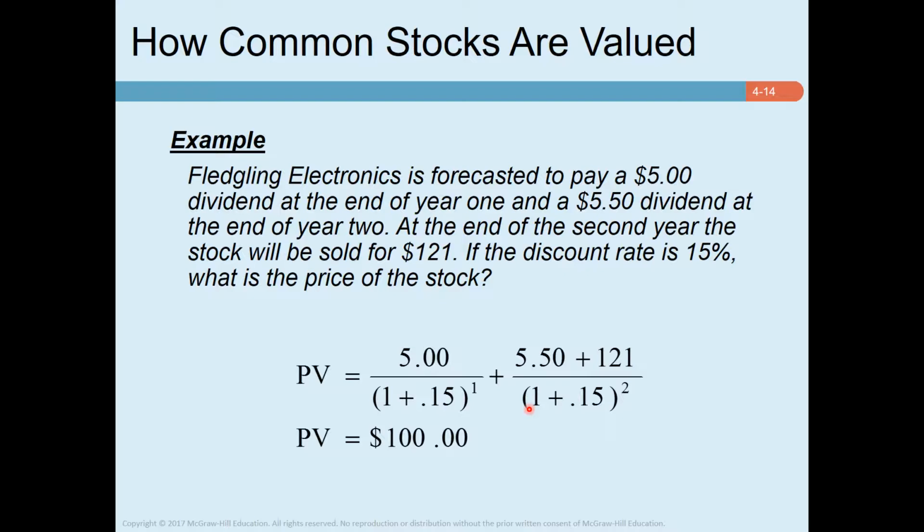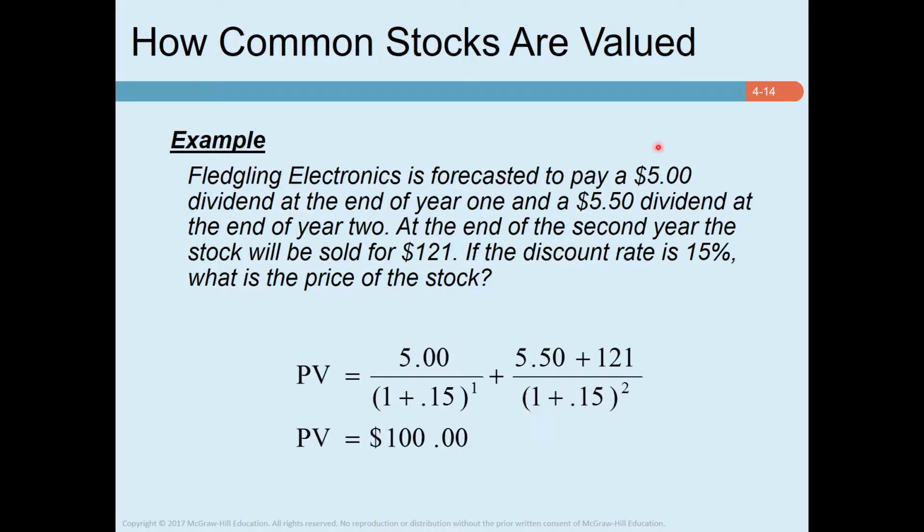Look at this example. Fledgling Electronics is forecasted to pay a $5 dividend at the end of year 1 and $5.5 dividend at the end of year 2. At the end of the second year, the stock will be sold for $121. So if the discount rate is 15%, what's the price of the stock?